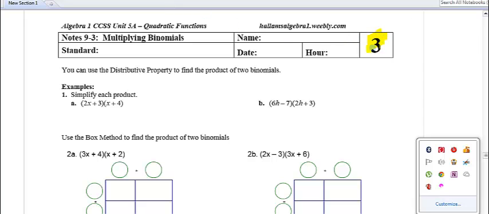So go to notes 3, which is multiplying binomials. And multiplying binomials is really similar to what we did yesterday, the GCF stuff. We did kind of get to a little bit of multiplication when we took a monomial, and I'll show you a quick example.